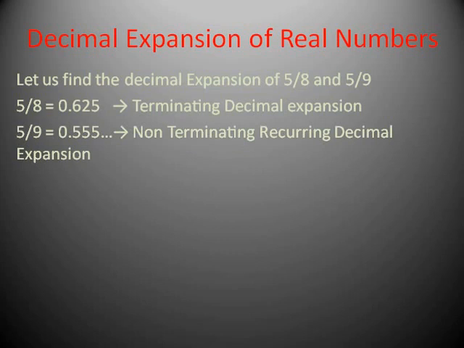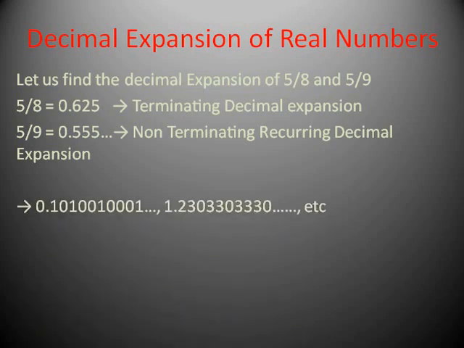And when we divide 5 by 9, the quotient obtained is 0.555, which keeps on repeating. So here we don't find the remainder 0. So we should note that when the remainder is not 0 and the quotient keeps on repeating, such type of decimal expansion is called as non-terminating recurring decimal expansion.